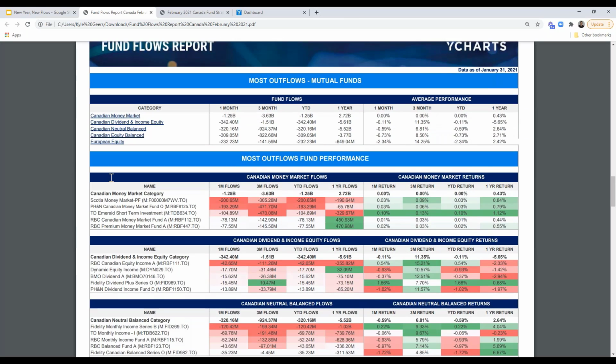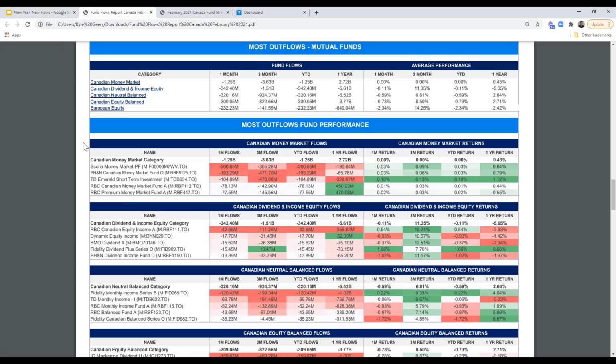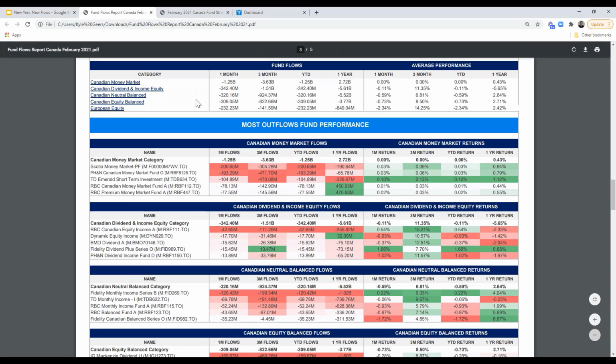So next we have our mutual funds, and here we see Canadian money market actually the top in outflows, meaning investors are unloading their cash back into the market, which is always nice to see, because we did have quite a bit sitting on the sidelines since the pandemic, and we're still not back to pre-pandemic levels. We also have Canadian dividend, neutral balanced, equity balanced, and European equity that we're seeing outflows in.